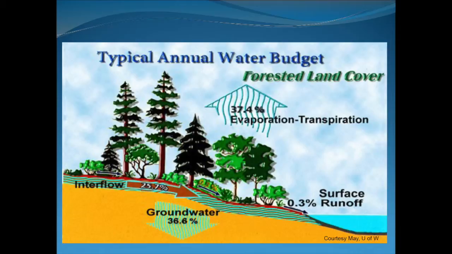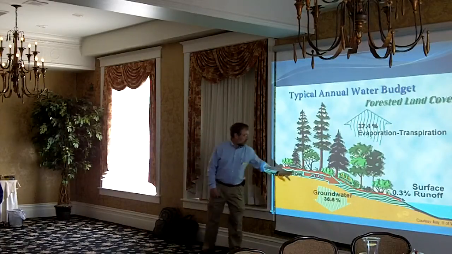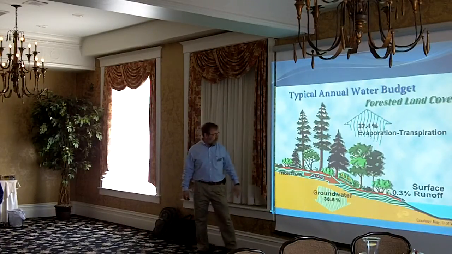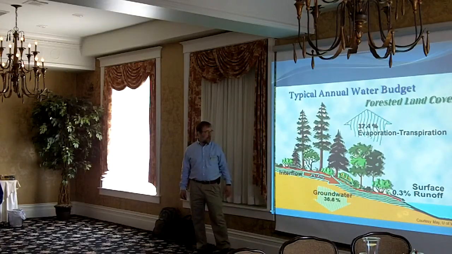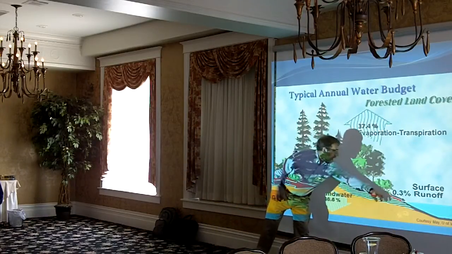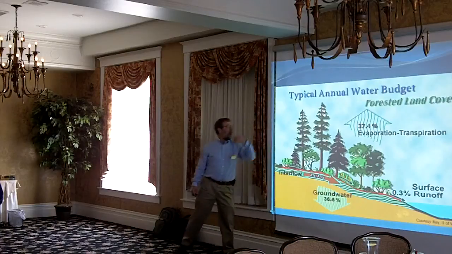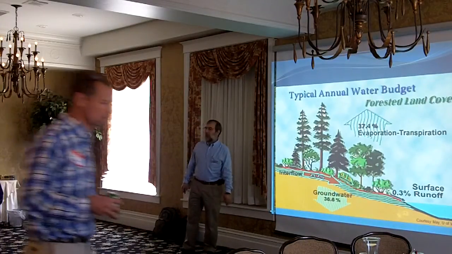So this is a little different version of what I showed you before. In a typical forested land cover area, annually you probably get about 38% evapotranspiration, with the uptake and the interception from the trees. You have a subsurface flow of about 26%. Groundwater is about 36%. A lot of water goes other places other than surface runoff. There isn't a lot of runoff through a forested land cover area.